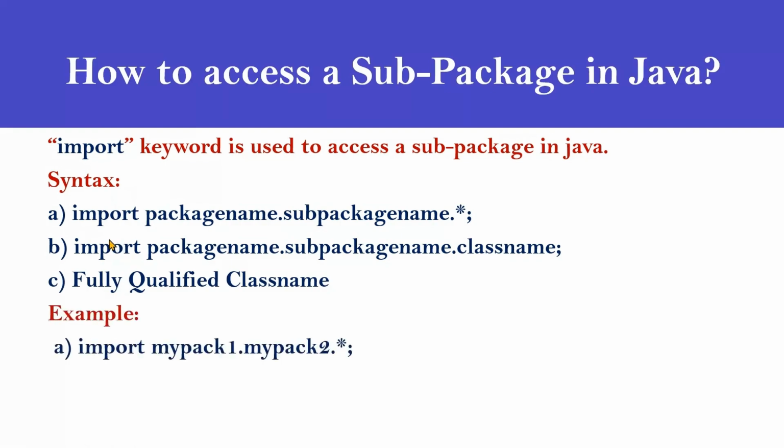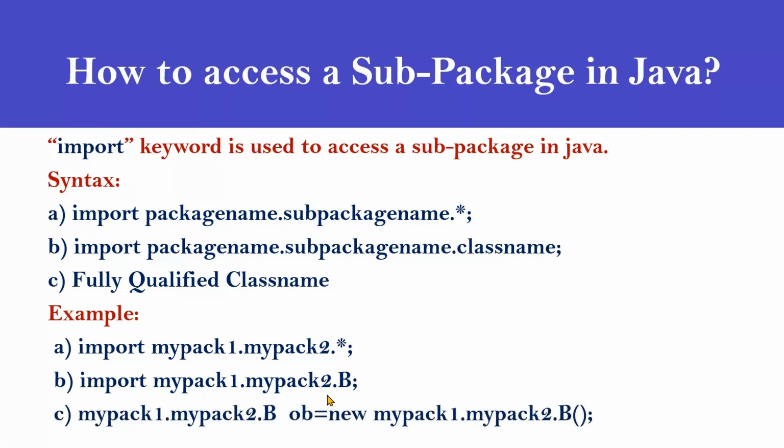Example, if you want to access all the classes and interfaces from the subpackage called mypack2, then you can write import main package name mypack1 dot subpackage name mypack2 dot star. If you want to access only class B which is available in mypack2, then you can write import mypack1 dot mypack2 dot B. Then you can write the fully qualified class name, because B is available in mypack2 and mypack2 is available in mypack1, so you need to write the hierarchy completely.